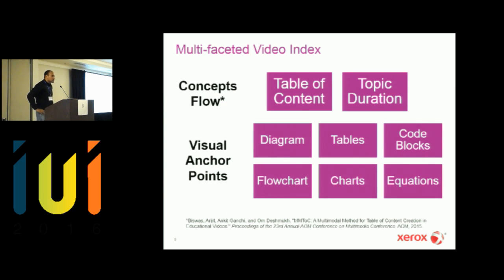So what do we do? To solve this problem, we analyze video content to automatically generate a multifaceted video index. This index consists of two different parts. One is a concept flow. We analyze audio and video content to find the table of contents as well as topic durations: what are the concepts discussed in the video, and the starting and ending time of those concepts. This work is already published, in ACM Multimedia Asia this year.